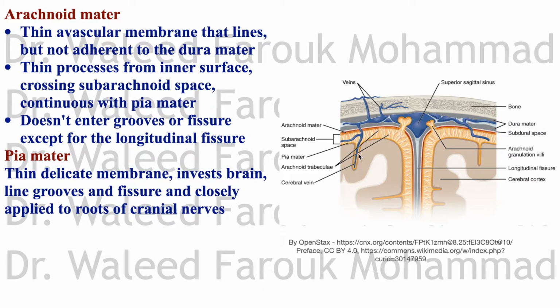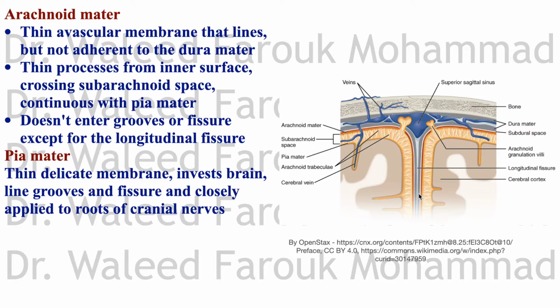The pia mater is the other orange layer here directly on the surface of the brain. So this is the subarachnoid space. It does not enter the grooves or the fissures except for the longitudinal fissure. Okay, so only one fissure it goes through, the longitudinal fissure. Of course, it goes through it because it covers the surface of the brain.